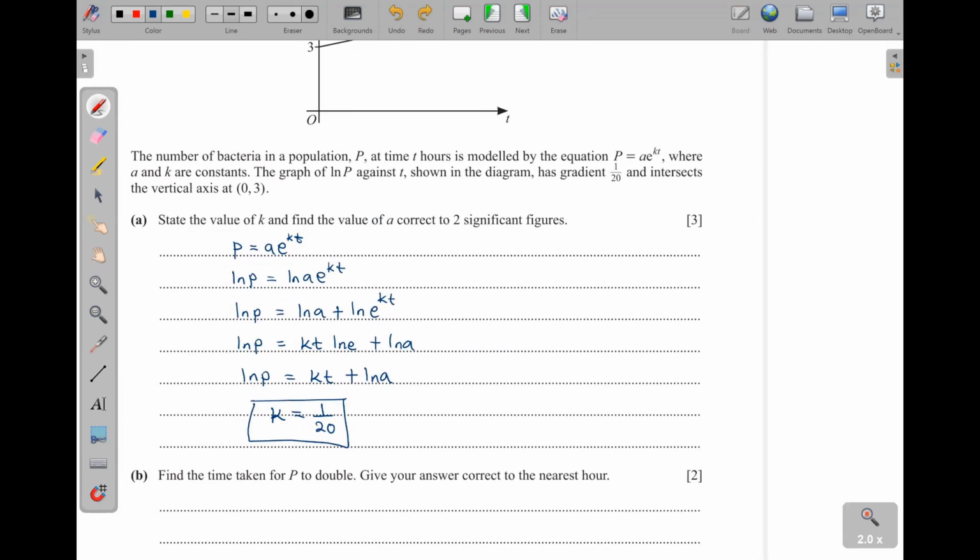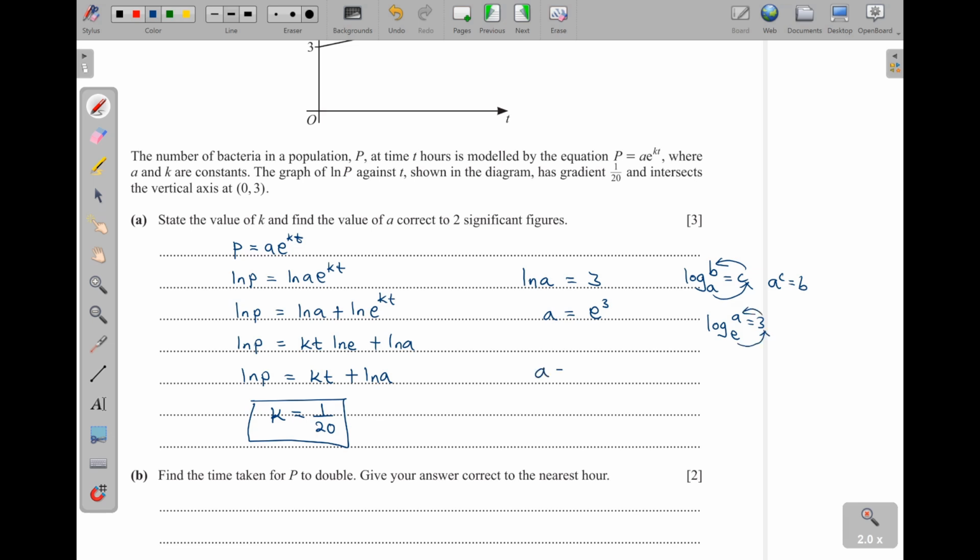Then, since we also know where the line cuts the y-axis or the vertical axis, that is the same as this natural log of a. So we shall say natural log of a is equal to that 3. So therefore a is equal to e power 3. Remember, in logarithms we have log a of b is equal to c. It's the same as a power c is equal to b. And this is the natural log, which is the same as log e of a is equal to 3. So we shall say e power 3, which is equal to a.